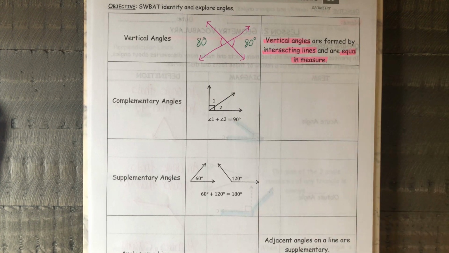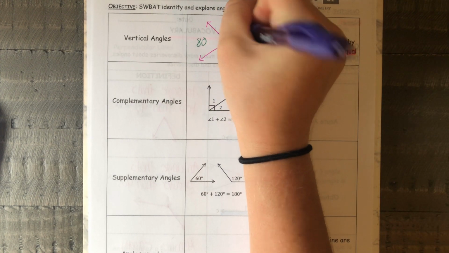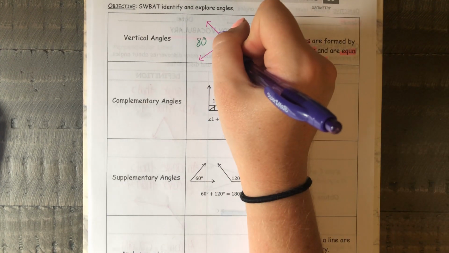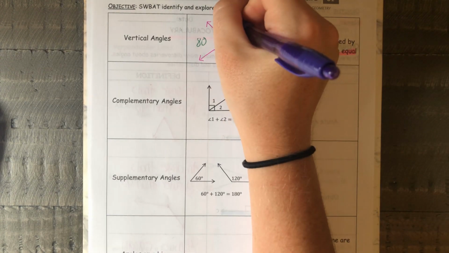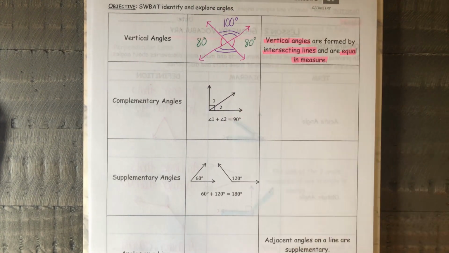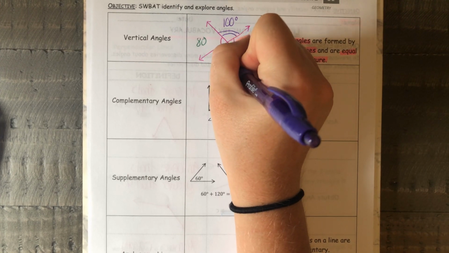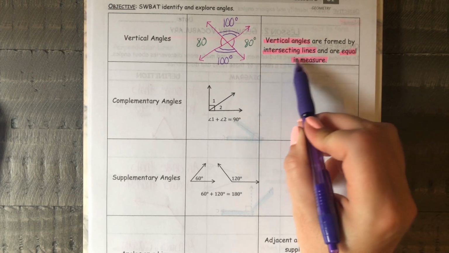So I'm going to say that this angle up top is 100 degrees. And I'm going to use two, I call them swoops, but they're also called arcs. Two arcs up top, two arcs down below. And I'm going to say that this is maybe like 100 degrees up top. So that means if the top is 100, this angle down below needs to be 100 as well, because I know my vertical angles are equal in measure.